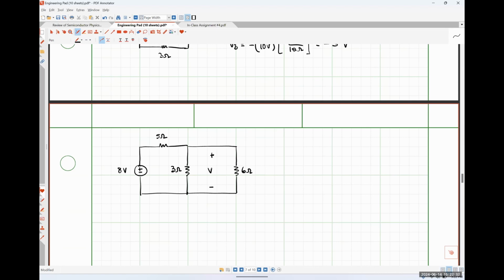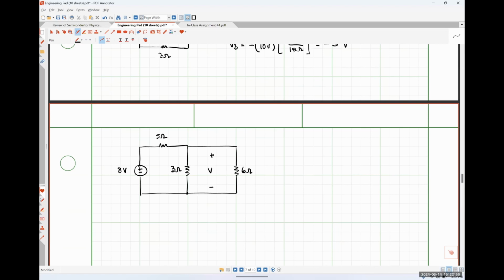So previously, you probably would have done something like, well, I could combine the 3-ohm resistor and the 6-ohm resistor in parallel. And then I could find the current flowing around the whole network. And then I could use that current multiplied by the equivalent resistance to find that voltage V. There's nothing wrong with that. It's just a whole lot of steps.